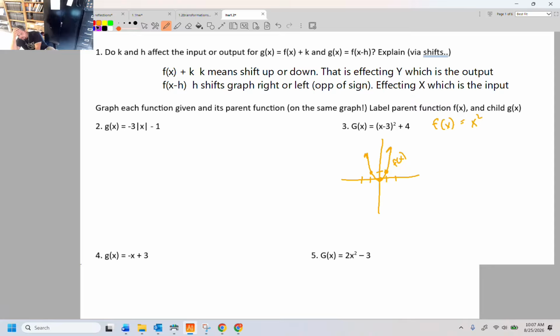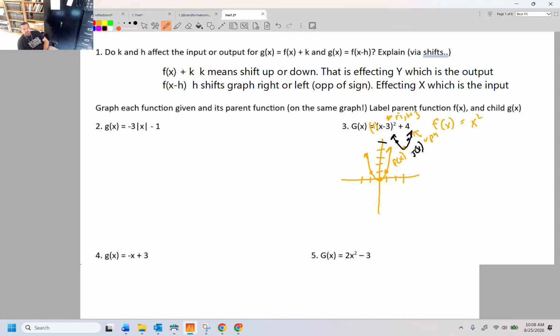The child, remember this guy? This is not right 3. This is not left 3. That's right 3. And this guy is up 4. So I can go right 3 and rise 4. It'll be about right there. And the child still has an understood slope of 1. So it's going to rise 1 and run 1 both ways. And there's g of x. None of this is too terribly hard.